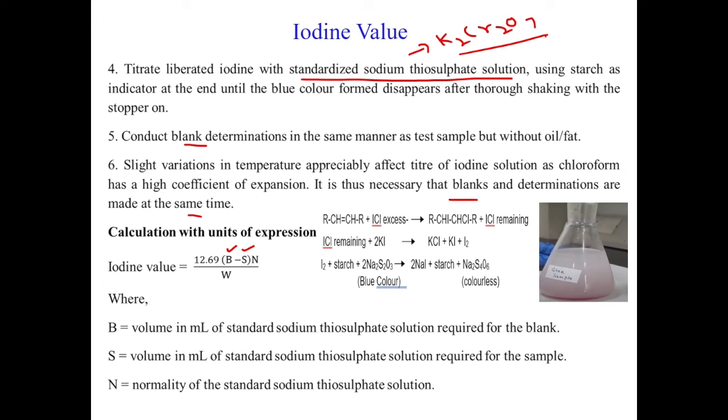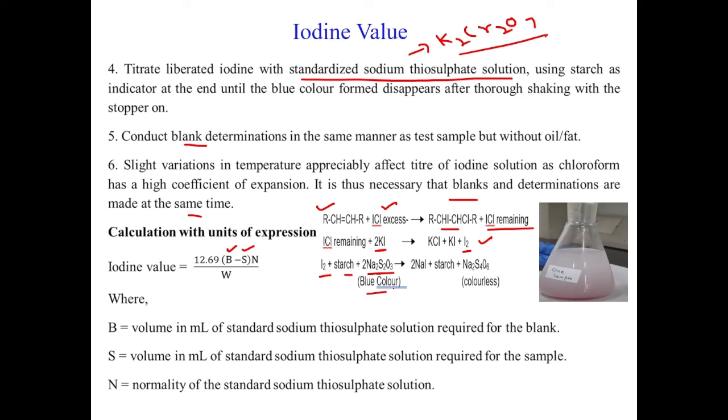Now these are the reactions which show the principle. This is the unsaturated fatty acid. You add excess of iodine monochloride. Some of the iodine monochloride will react with the double bond, and the remaining iodine chloride will be left as such. When excess potassium iodide is added to this remaining iodine chloride, iodine is released, and this iodine is titrated with sodium thiosulfate using starch as indicator.